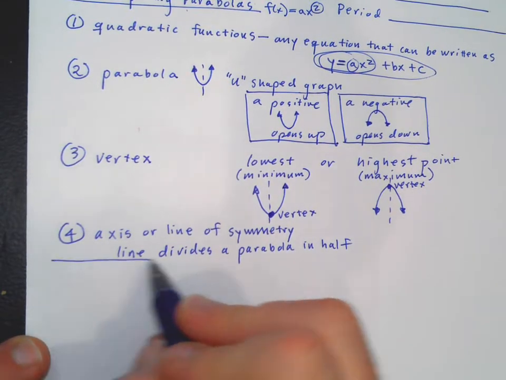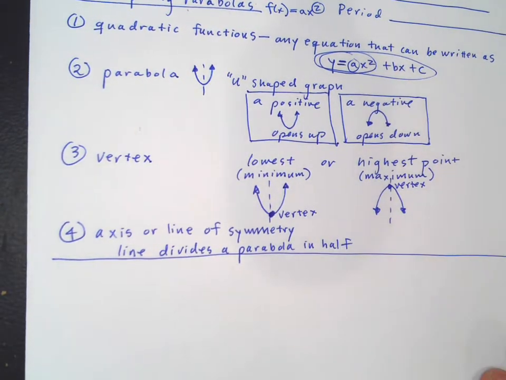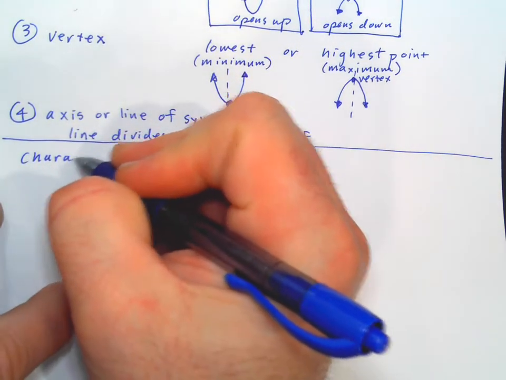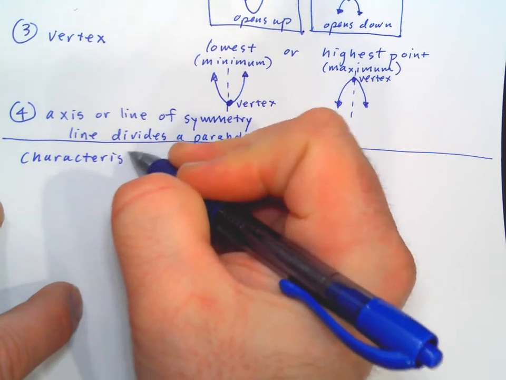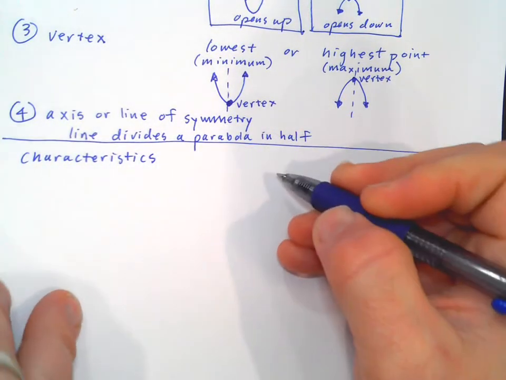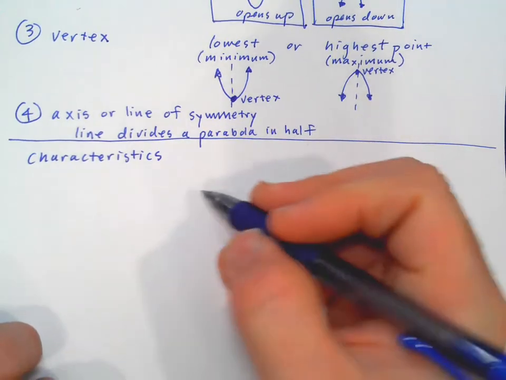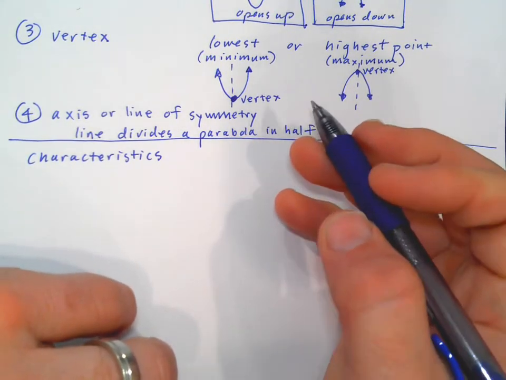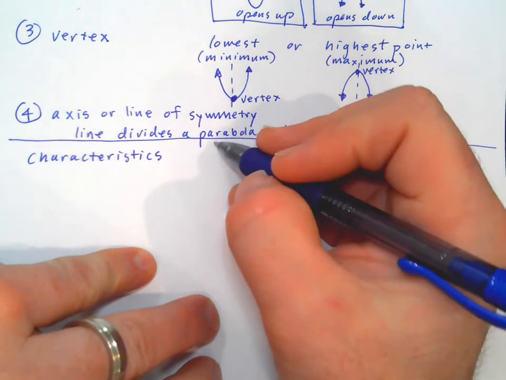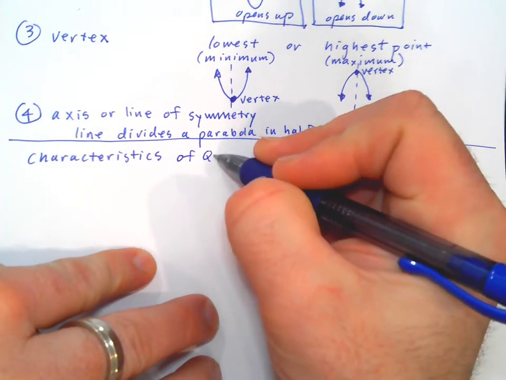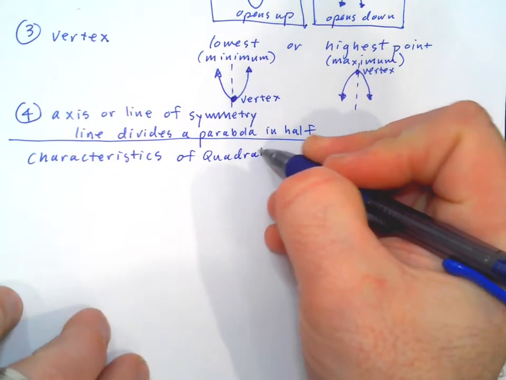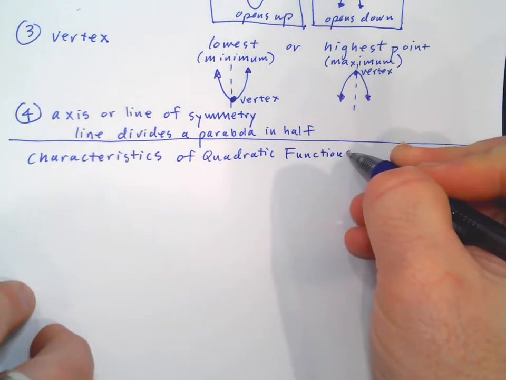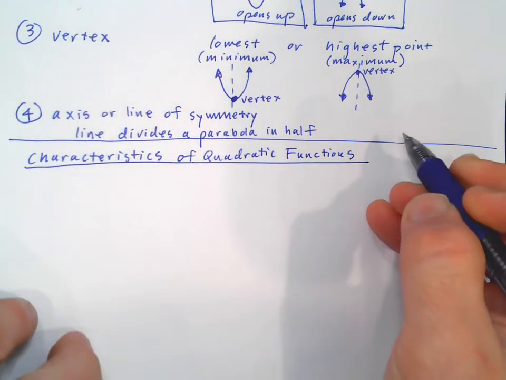Okay, so let's go over some more what we would call characteristics. It's not going to be a lot of work involved in this section. It's going to be more looking at a picture and identifying things, or drawing a simple picture. So characteristics of quadratic functions.